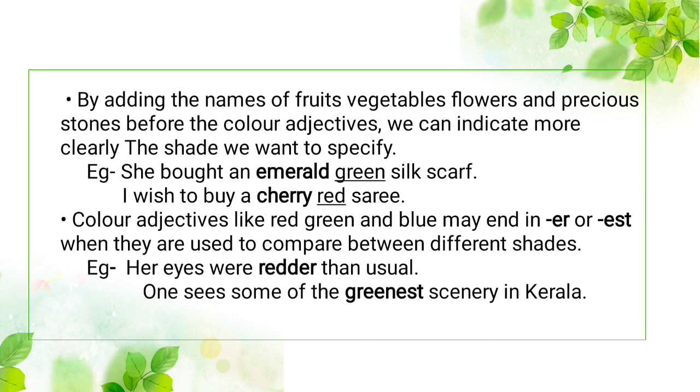Next point is by adding the names of fruits, vegetables, flowers and precious stones before the color adjectives, we can indicate more clearly the shade we want to specify. Example is, she bought an emerald green silk scarf. Here we can see that by adding a name of precious stone, that is emerald, before the color adjective, we are indicating the shade which we want to specify in the sentence, that is emerald green.